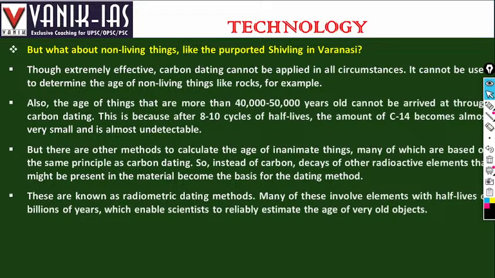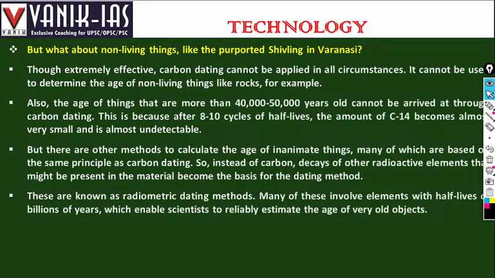This is because after 8 to 10 cycles of half-lives, the amount of C14 becomes very small and almost undetectable. But there are other methods to calculate the age of inanimate things, many of which are based on the same principle as carbon dating. So instead of carbon decay, the decay of other radioactive elements that might be present in the material becomes the basis for the dating methods. These are known as radiometric dating methods.